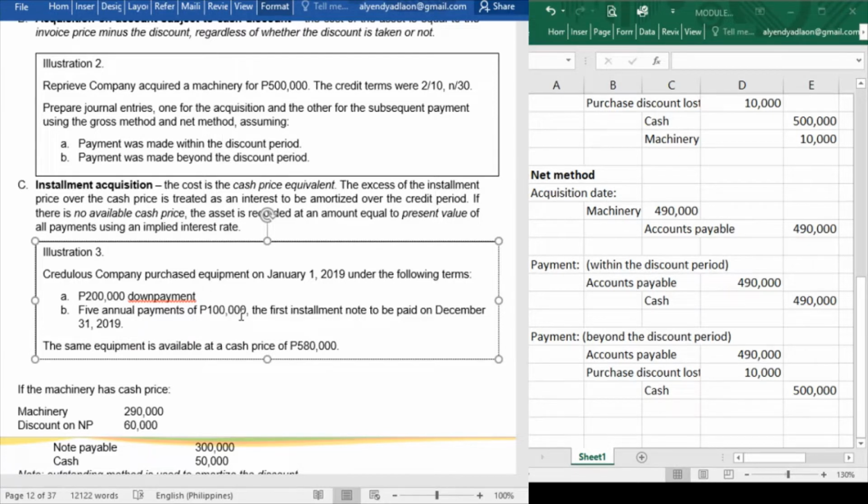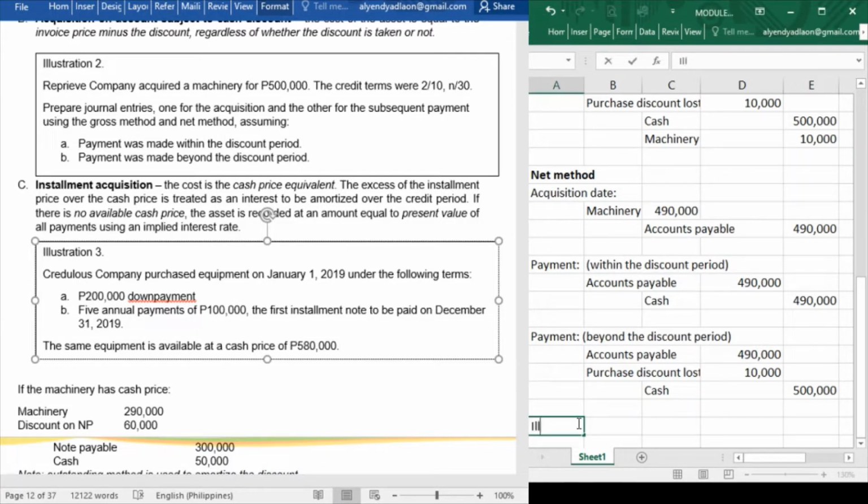Now, if you add all that you are going to pay, you have the 200,000 down payment and 5 annual payments of 100,000. So this is 100,000 times 5, that is 500,000, plus the down payment of 200,000. So that is 700,000 pesos. That is our installment price, while our cash price is only 580,000 pesos. So what we choose as the basis of our initial measurement is, of course, the 580,000 cash price equivalent.